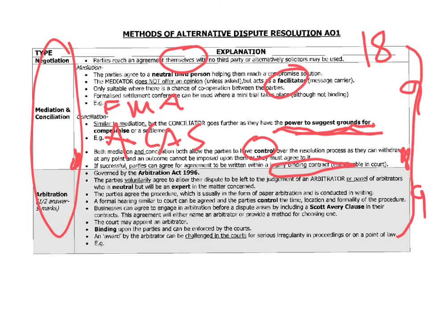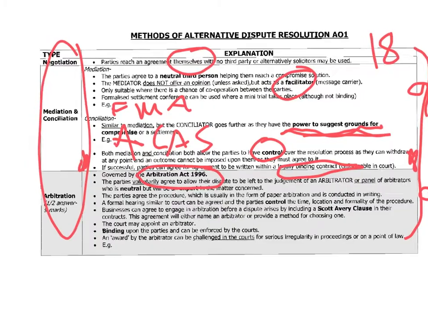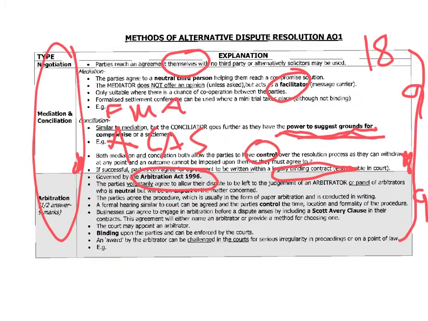Last bit then is arbitration. So this is worth half your marks, and it's important that you get everything that you need for this. So first of all, it's governed by the Arbitration Act. So you need to include the Act of Parliament to get your 18 out of 18. Okay. The parties voluntarily agree to allow their dispute to be left to an arbitrator or a panel of arbitrators.